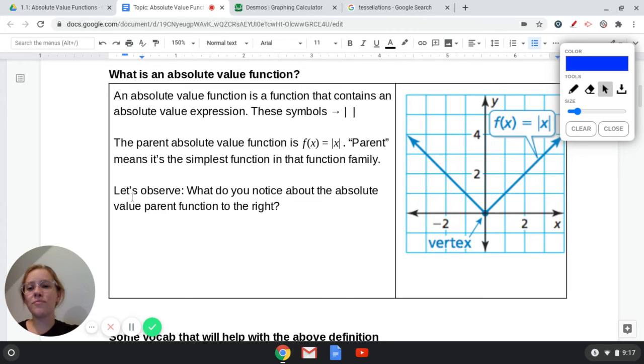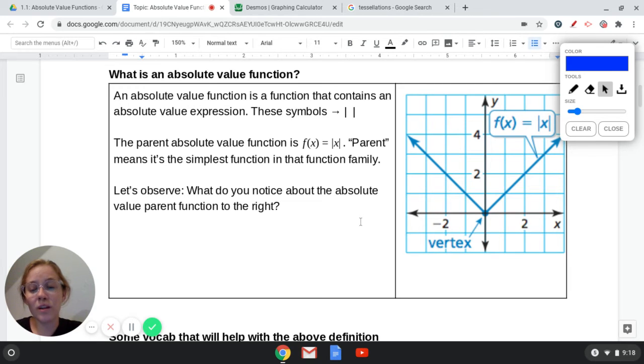Okay, so let's observe. What do you notice? You might notice that it's a v, and the parent function has the vertex, which is the point of the v, at 0, 0, at the origin. You might notice that this goes up 1 every time you go over 1. In other words, this has a slope of 1. Rise over run. And then on the other side, this one also goes up and over 1, but we're going backwards, so this line is going down, so the slope is negative 1.